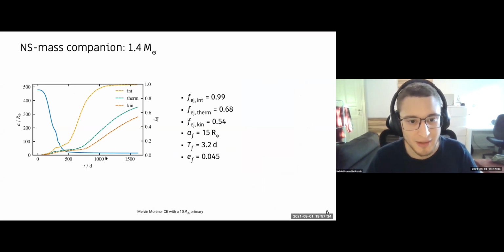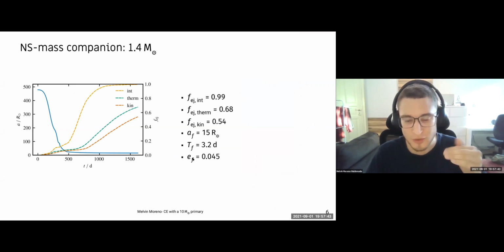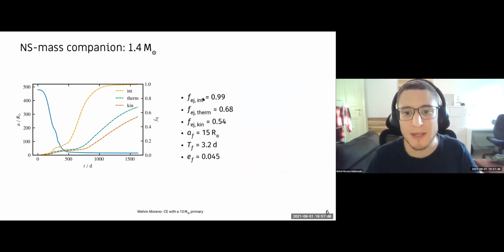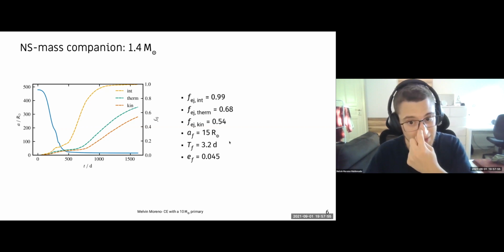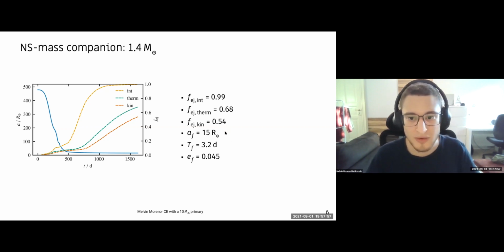You just can see roughly that it goes deeper and that the oscillations are way smaller because the eccentricity is a bit smaller, and also because the orbit is smaller. So numerically, we have 99% ejection with the internal criterion, roughly 70% with the thermal criterion, 54% of the mass ejected with the kinetic criterion, final orbit 15 solar radii, orbital period 3.2 days, and the eccentricity is 0.045.